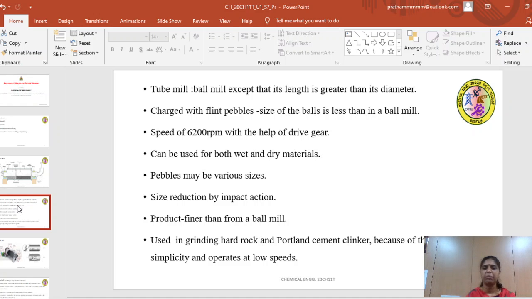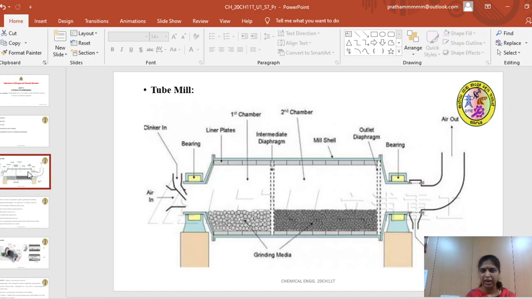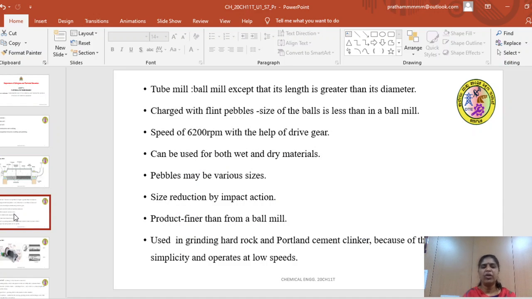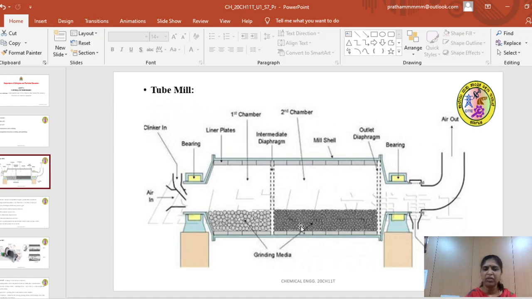about 6,200 RPM, and it usually operates with the help of a gear and bearing mechanism. As we have already learnt in the ball mill, this also can be used for both wet and dry material grinding. Wet grinding means we use water while the size reduction process is going on. Dry means without the addition of water, we just carry out the dry material reduction process. As in the ball mill, here also pebbles of various sizes are used as grinding media, and the size of the pebble is less than that of the balls used in the ball mills.